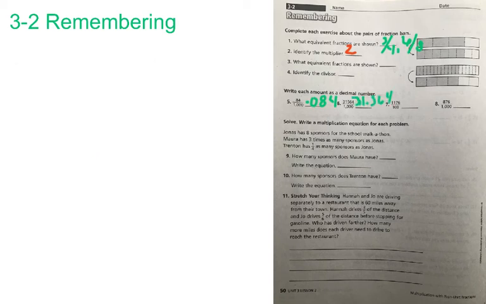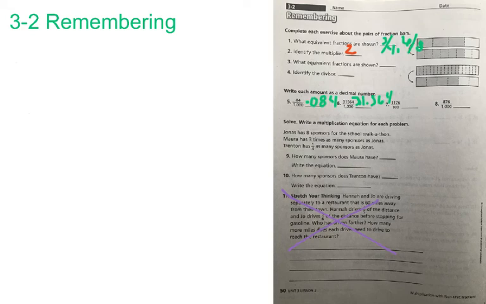We are going to then move down to numbers 9 and 10, and you can actually put an X to stretch your thinking. But numbers 9 and 10, I want you to pay attention because they are two-part equations, or two-part problems again. The first part says solve. The second part says write a multiplication equation for each problem. Jonas has 8 sponsors for the school walkathon. Maura has 3 times as many sponsors as Jonas. Trenton has 1/4 as many sponsors as Jonas. Question number 9 asks, how many sponsors does Maura have?